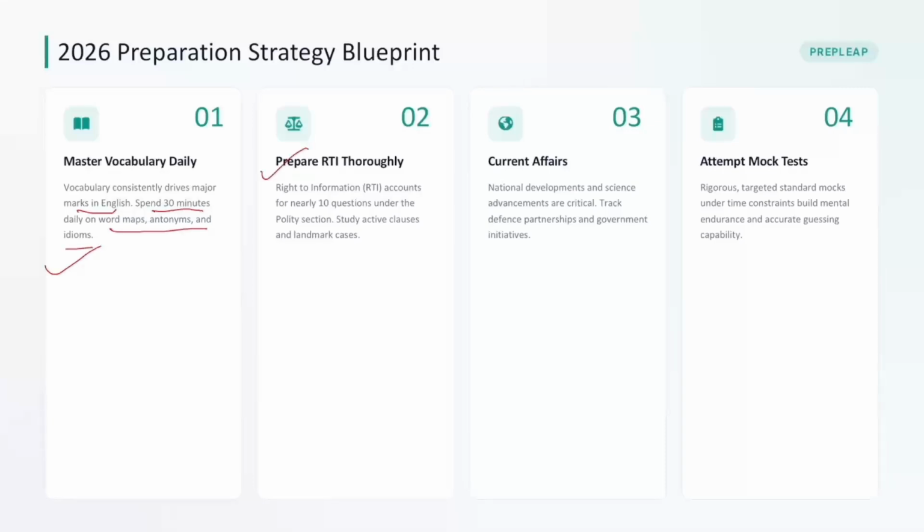Prepare RTI thoroughly. RTI questions have been coming very often in the past exams, and it's a very small topic. If done well, it can help you score really good marks. Current affairs are also very important in nature. Questions are being asked very often, and many questions are being asked. So if we are preparing current affairs on a daily basis, we'll be able to handle that. Obviously, we need to do a lot of mock tests. Mock tests help us understand our strengths, our weaknesses, and also prepare for the real event that comes on that day so that we are not caught by surprise.